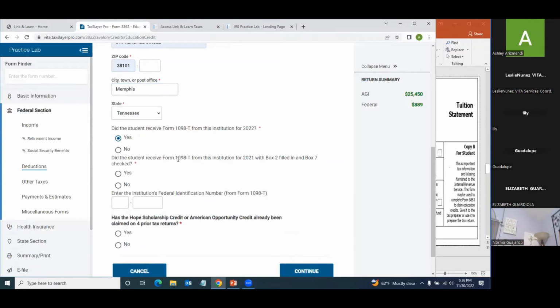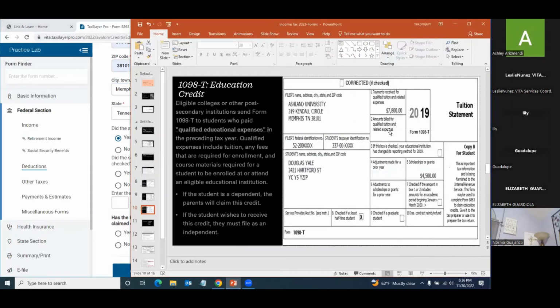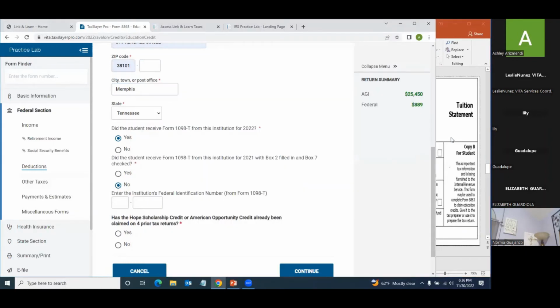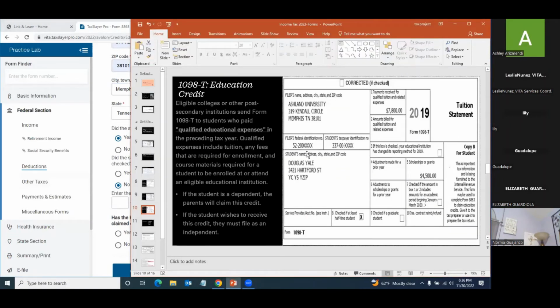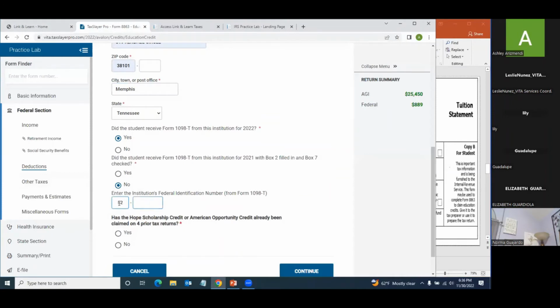Did the student receive 1098 form from this institution with box 2 filled in and box 7 checked? So we look over here, is this box filled or this box filled? No, right? So we're gonna put no. So now it asks us for the federal identification number of the school, which is right here, Filer's Federal Education, 52,200. You could just put zeros all the way, just for practice purposes.